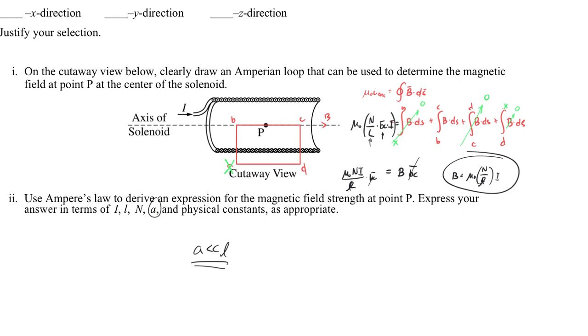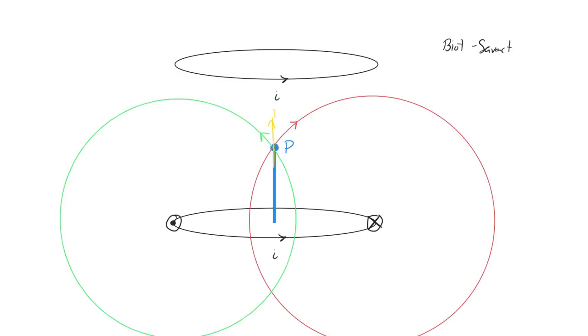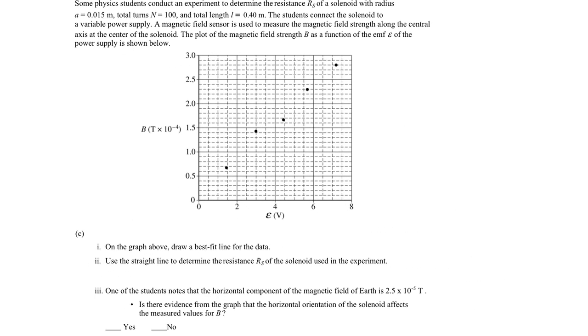That's where the lab part goes. All right, so they start giving us all sorts of stuff. A is 0.015, N is 100, L is 0.4. The students connect the solenoid to a variable power supply. A magnetic field sensor is used to measure the magnetic field strength along the central axis at the center of the solenoid. The plot of magnetic field strength as a function of the EMF of the power supply is shown. Okay. On the graph above, draw a best fit line.